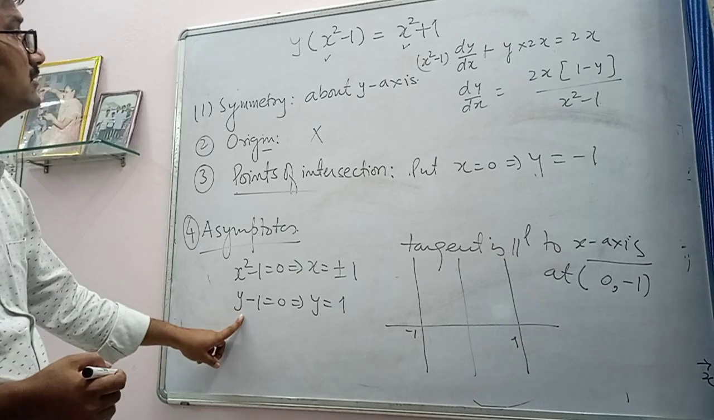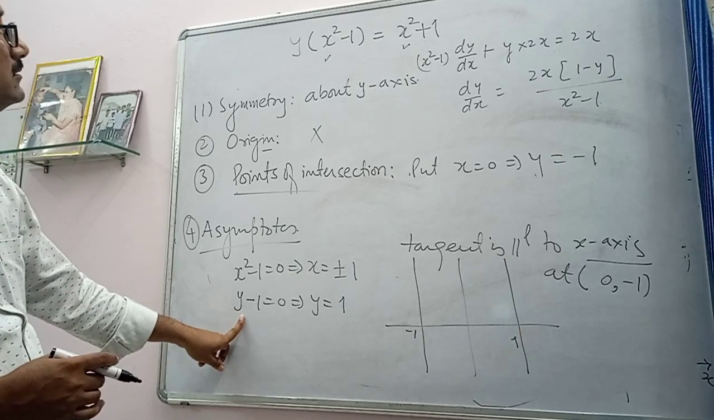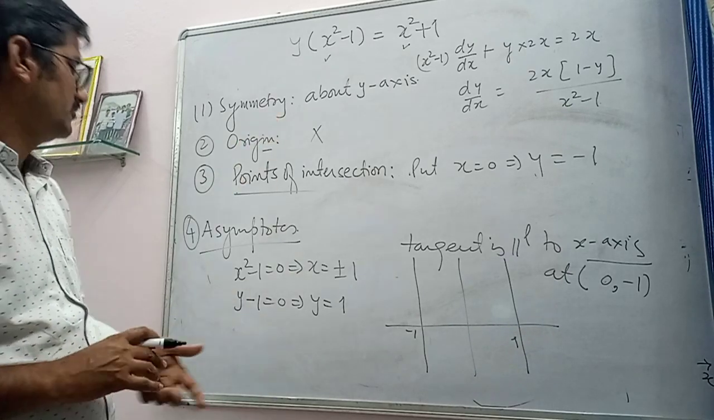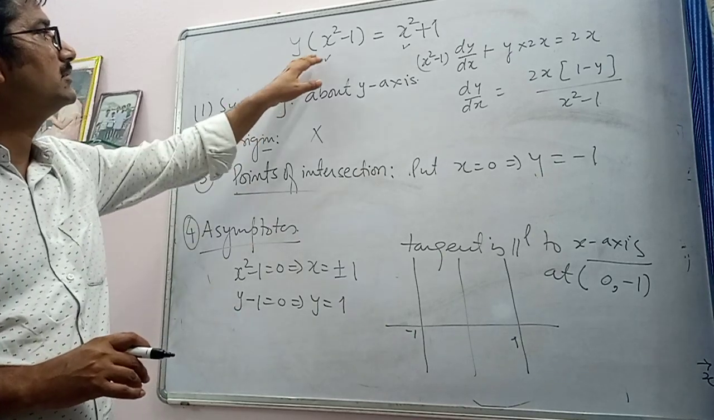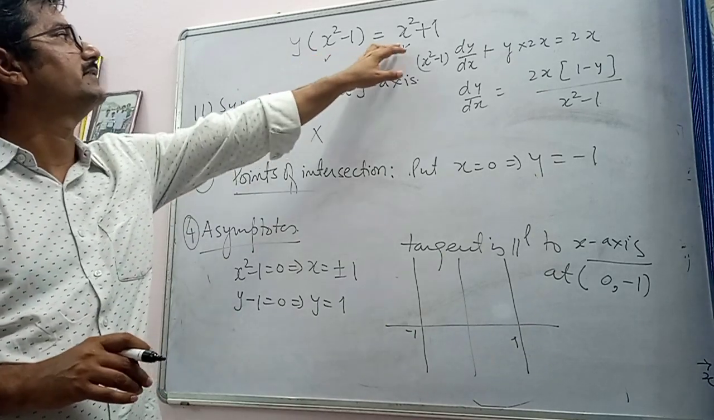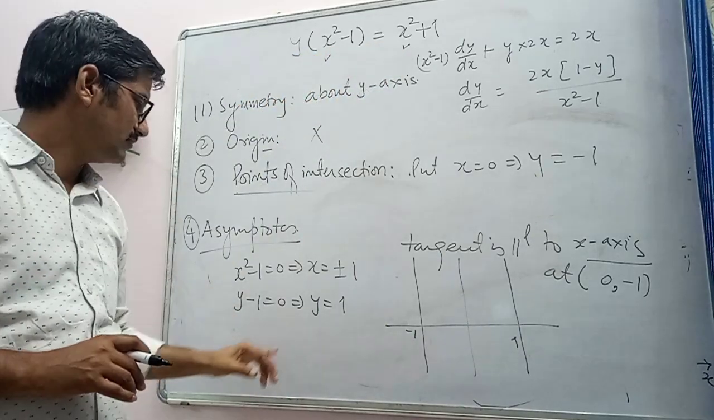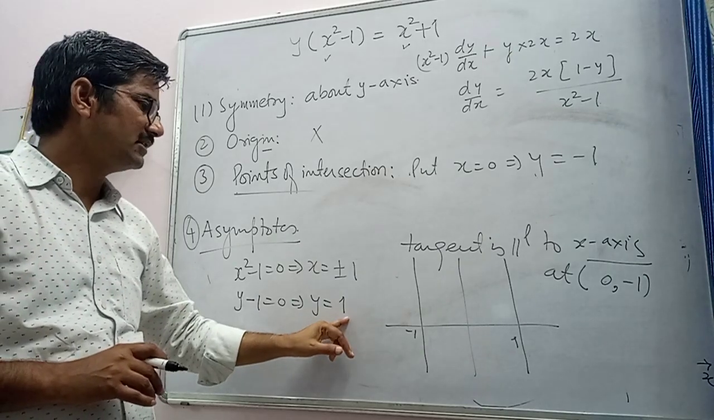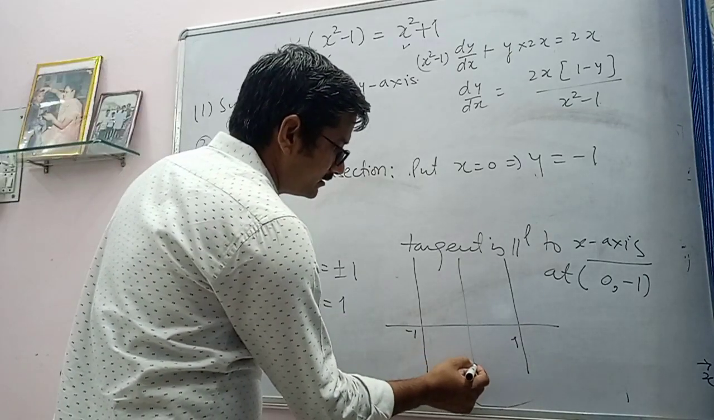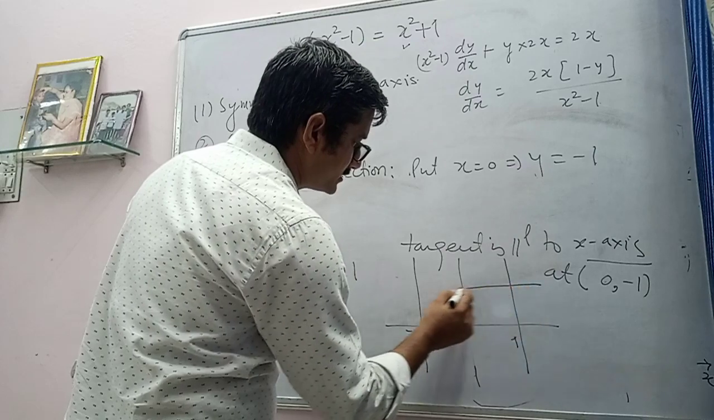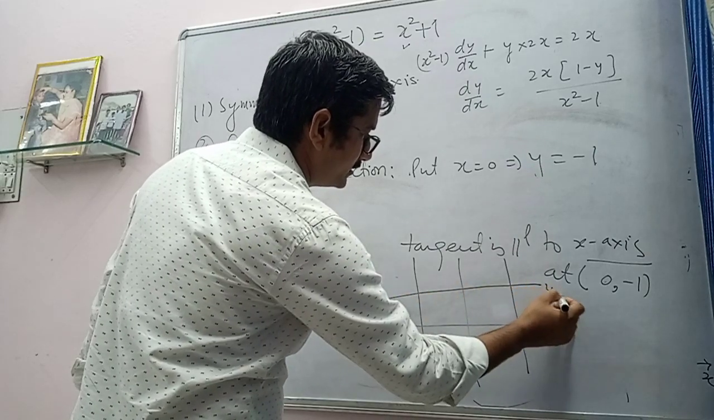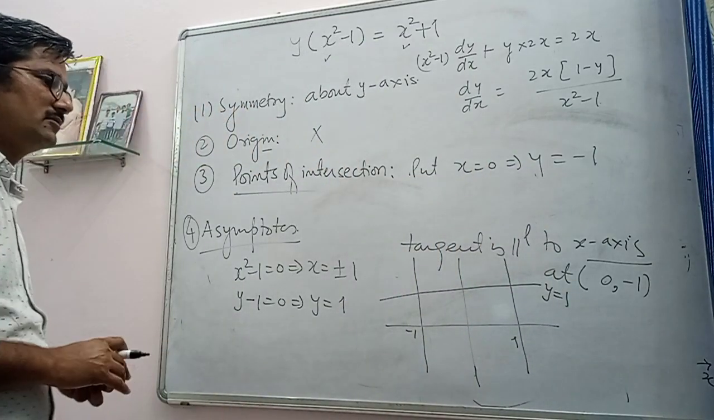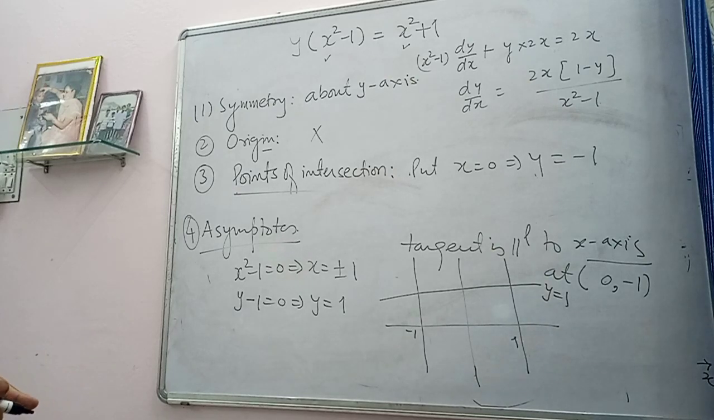Another asymptote parallel to the x-axis will be obtained by equating to 0 the coefficient of highest power of x, that will be y minus 1. So y equal to 1 is another asymptote. So now we can combine all the facts.